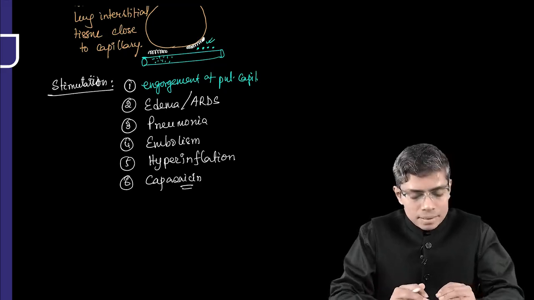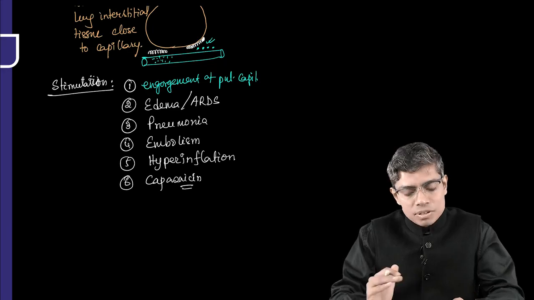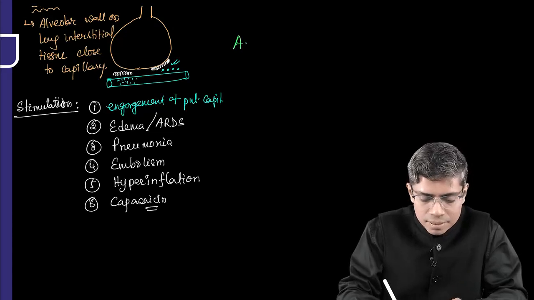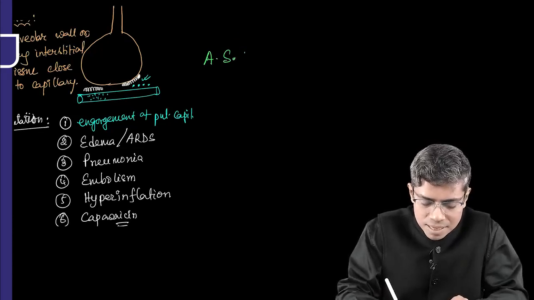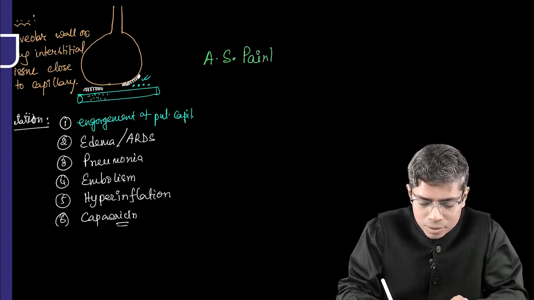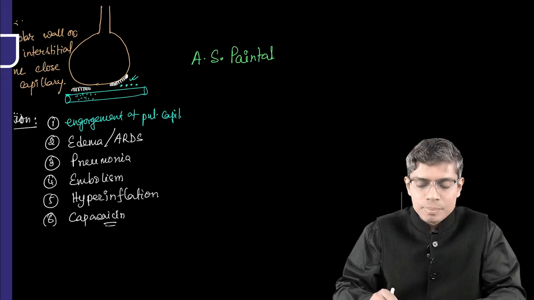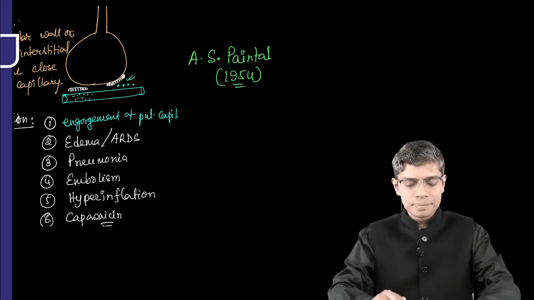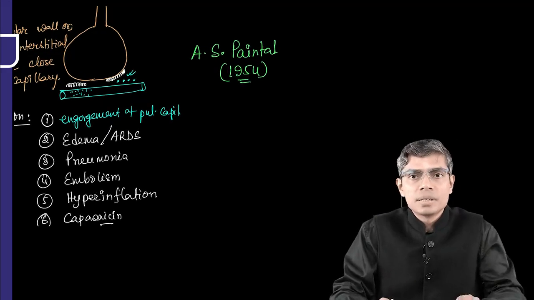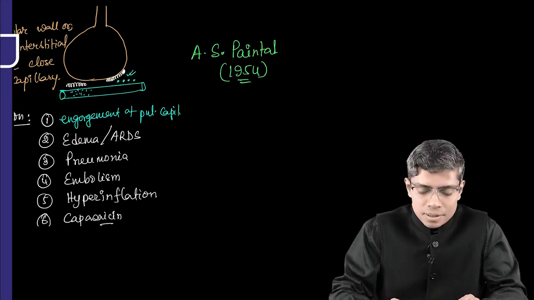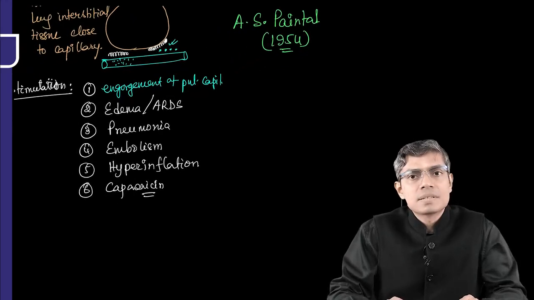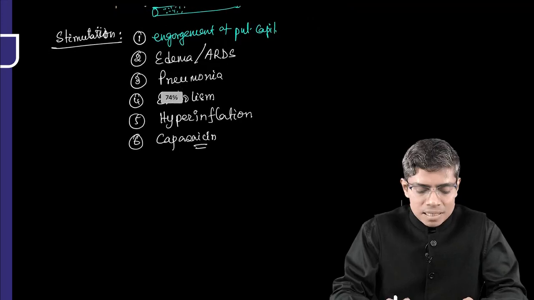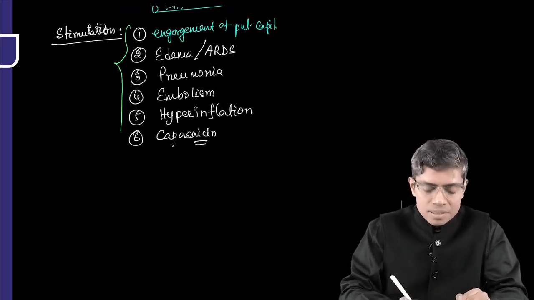And the functioning of this receptor was first discovered by an Indian scientist, the famous A.S. Paintal, right? So please try to remember this name, A.S. Paintal. In 1954, he first discovered this receptor. And Dr. Paintal was an alumnus of KGMC Lucknow, right? So he for the first time described this J receptor, and this J receptor is activated by multiple pathological stimuli that we have discussed here.